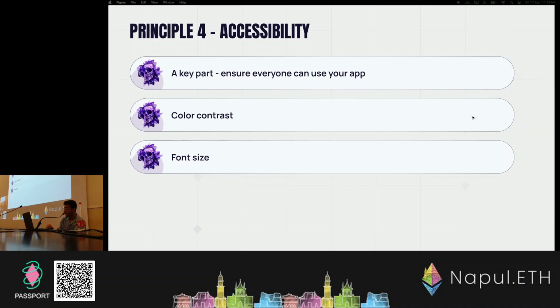Font size is a very important aspect as well. So make sure your text is large enough to be read comfortably on all devices, including mobile. And it's also a personal thing that whenever I design, I make sure I design apps mobile first, because a lot of our users are coming through mobile first of all. That's what I've been noticing as a trend. So make sure you design mobile first.